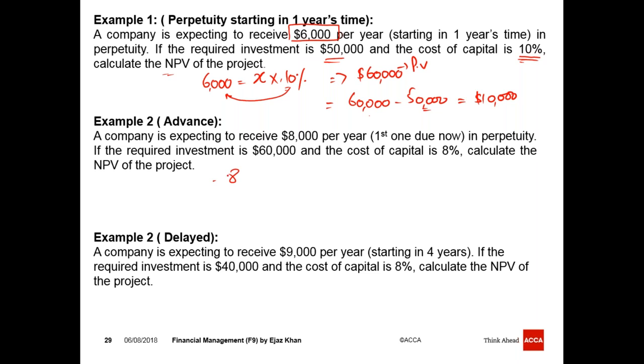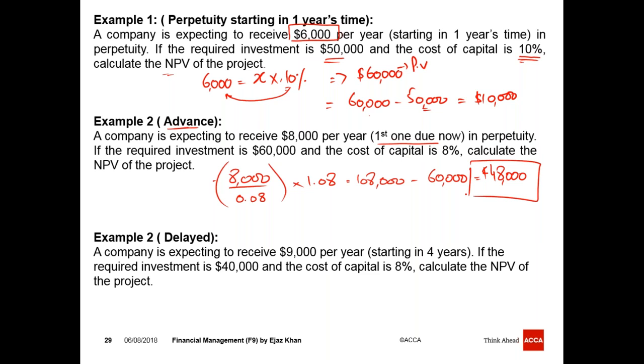So the first step will be 8,000 divided by 0.08. This will be the first step. And since it's an advanced annuity, first one due now, we have to multiply it with 1.08 as well. So it will be equal to 108,000. And then we need to subtract the initial investment, 60,000. So it's $48,000 NPV.